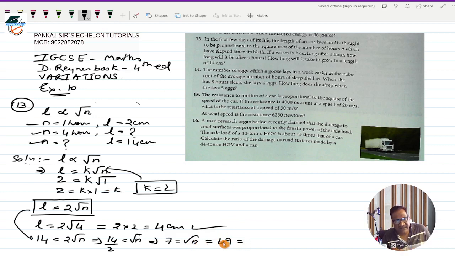49, and root n ka square will be n. Okay, so I'm getting n equal to 49, right? So for the second, the answer is n equal to 49. Okay, so this is the answer for the second one. This is the answer for the first one, right?